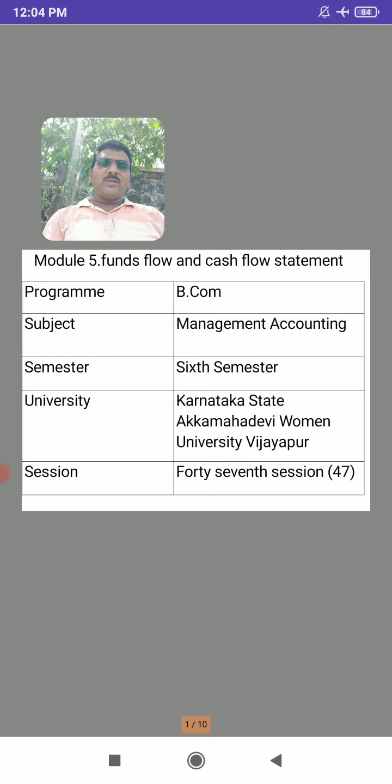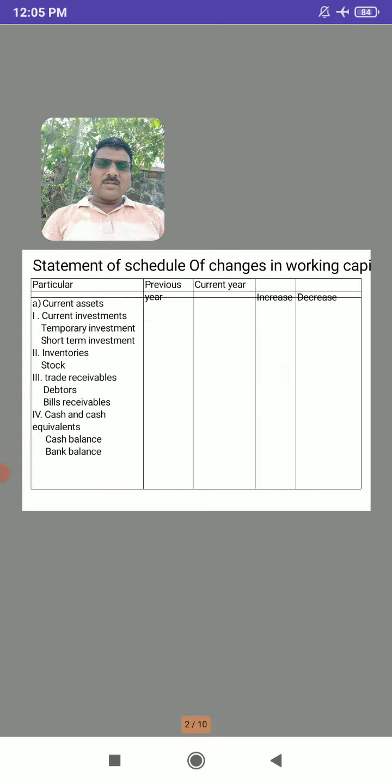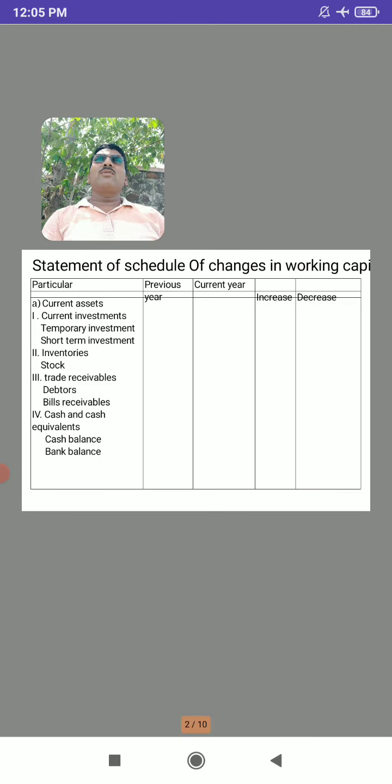So now we will move to the formats of the fund flow, how the four steps are prepared. The first step, we know, is the changes in working capital statement. How it is prepared and what the correct format of that statement is, we will see. And first, we know there are four important steps.